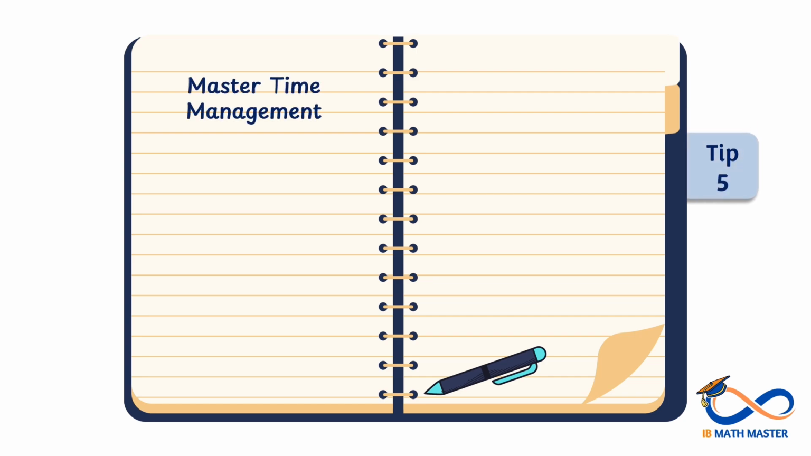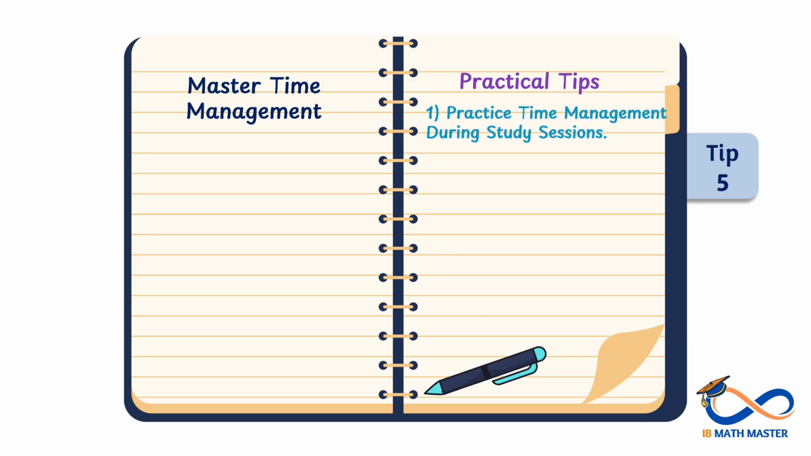And this leads us to tip number 5. Master time management. Time management is crucial for all IB Math papers. Even if you know all the concepts, poor time management can prevent you from demonstrating your full potential. The key is to practice managing your time effectively during your study sessions to make sure you can finish the exam within the time limit. This will help you develop a sense of how much time to spend on each question.